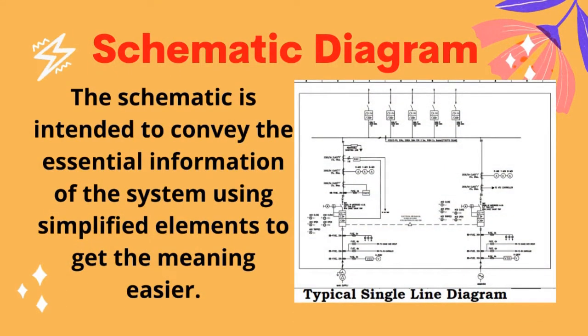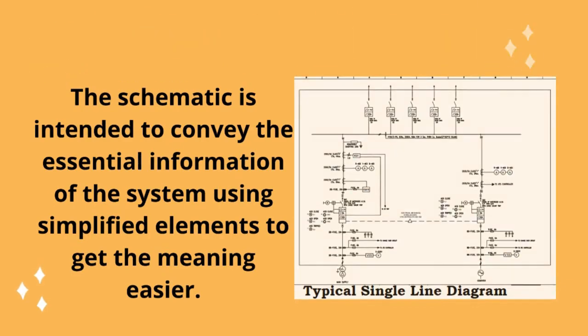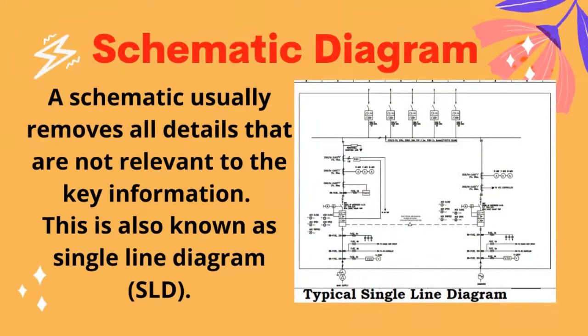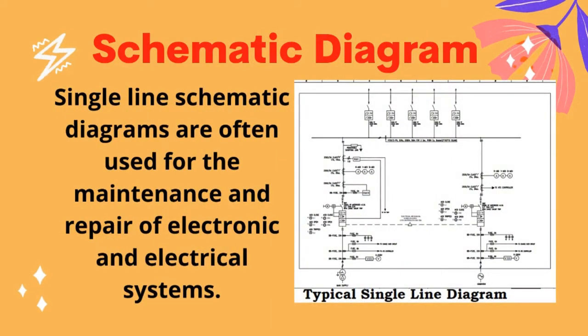The schematic is intended to convey the essential information of the system using simplified elements to get the meaning easier. A schematic usually removes all details that are not relevant to the key information. This is also known as a single-line diagram. Single-line schematic diagrams are often used for the maintenance and repairing of electronic and electrical systems.